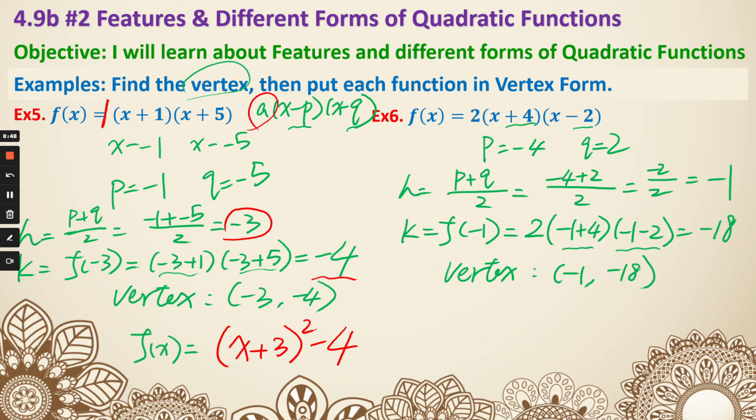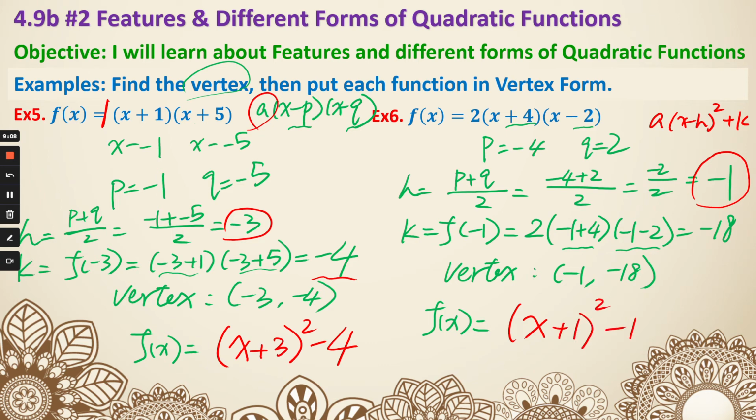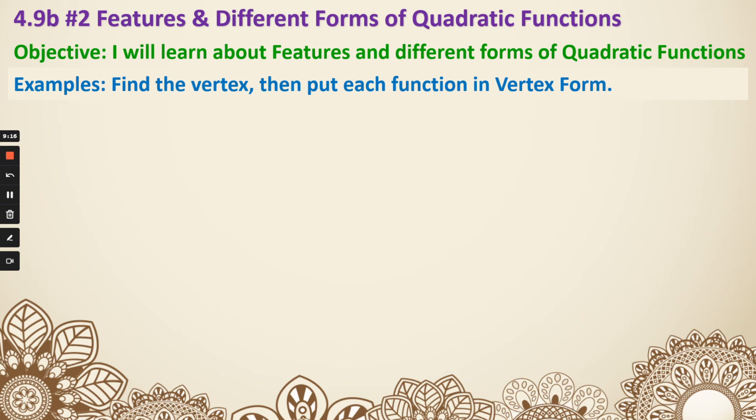So next, f of x equals x, remember, is always the opposite for the h as well, because it's x minus h squared plus k with an a in the front. So x minus h is going to be x plus 1 squared, then minus 18. Don't forget your a in the front, that's a 2 in the front. That's example 6. Next, example 7.